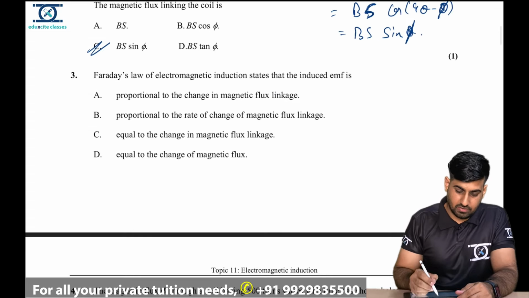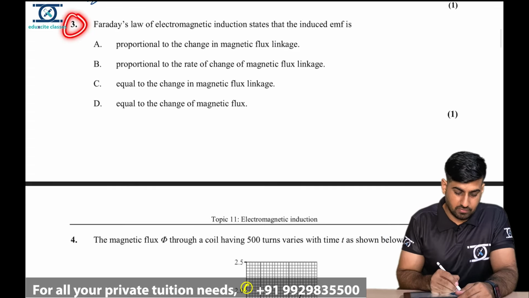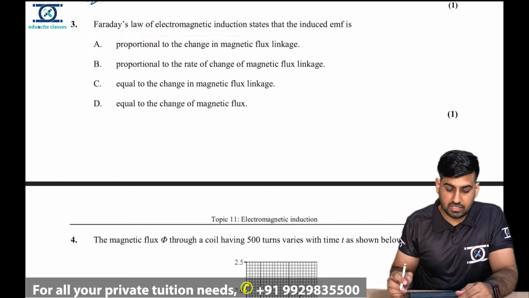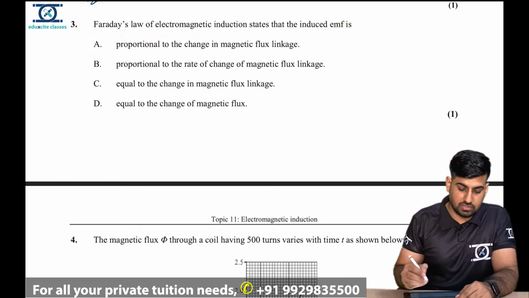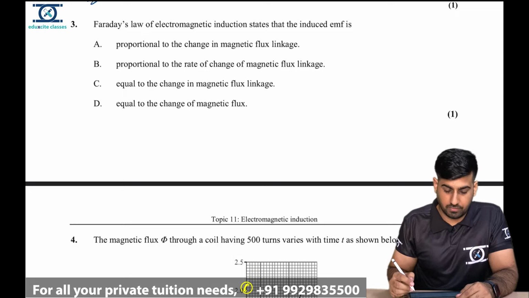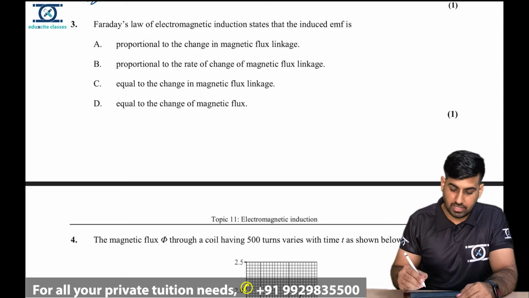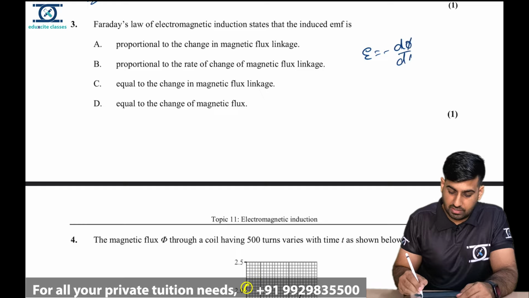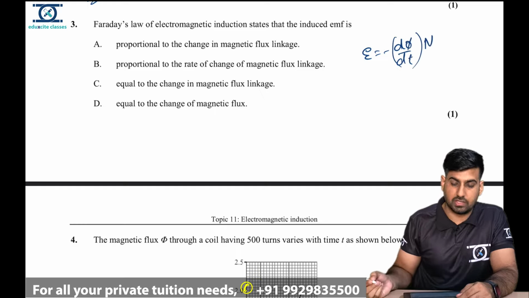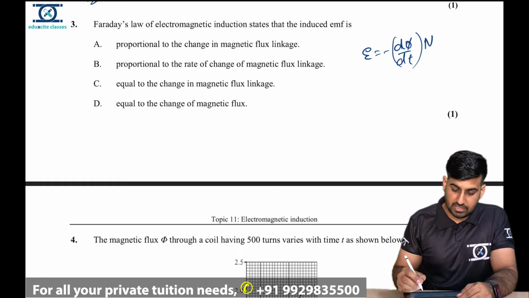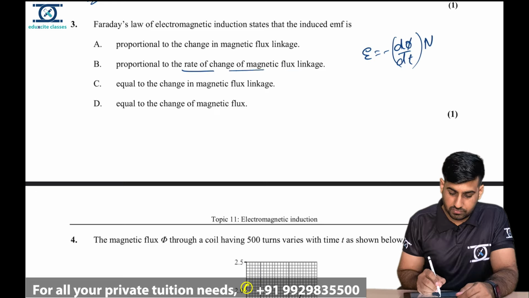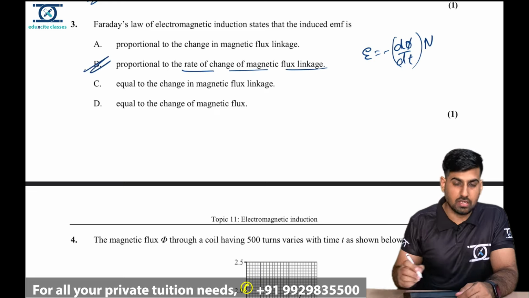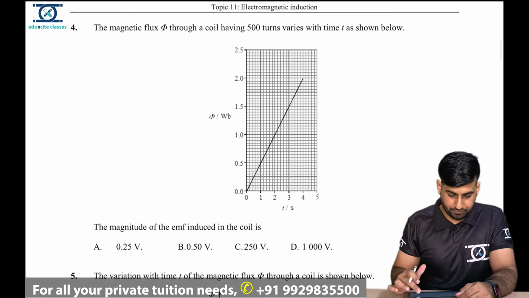Question number 3, Faraday's laws of electromagnetic induction state that the induced EMF is... According to Faraday's law of electromagnetic induction, EMF induced is minus N d phi by dt, where N is the number of turns. So d phi by dt is nothing but the rate of change of magnetic flux. So rate of change of magnetic flux linkage, B is the right answer.